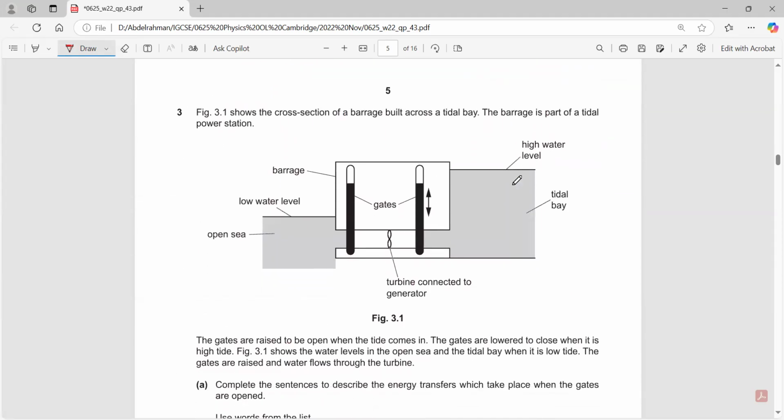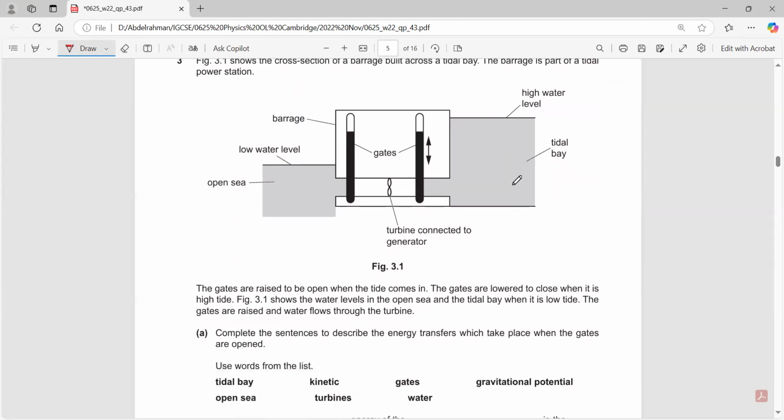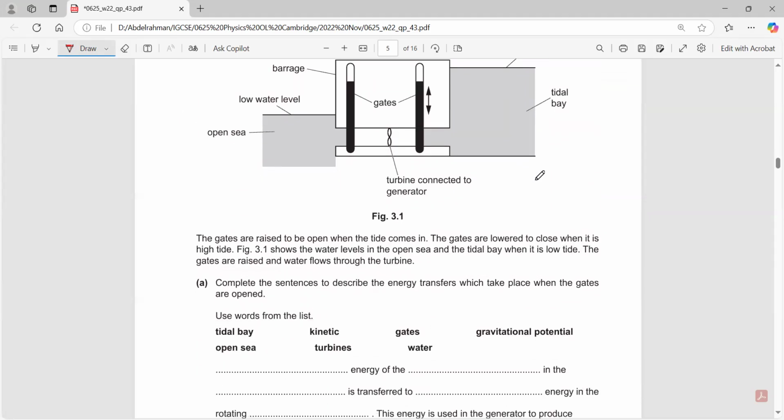Figure 3.1 shows the cross section of a barrage built across a tidal bay. Okay, part of a tidal power station. The gates are raised to be open when the tide comes in. The gates are lowered to close when it is high tide. Figure 3.1 shows the water levels. Complete the sentences to describe the energy transfers which take place when the gates are opened.